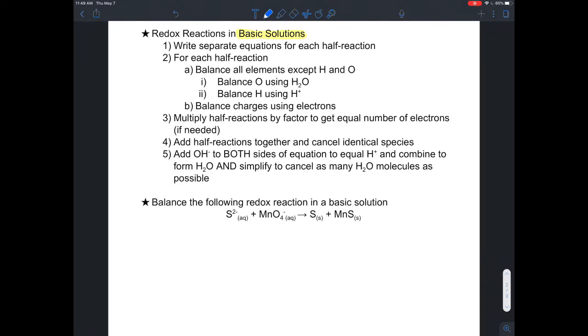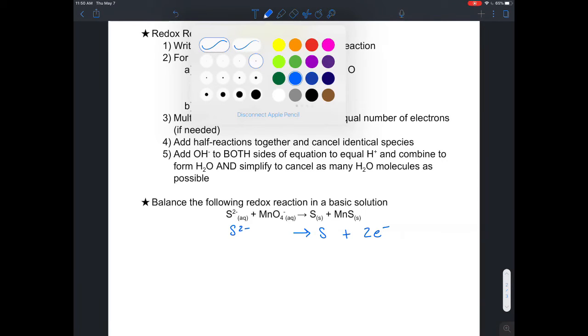So let's go ahead and start our process of writing each half reaction. We have our S2 minus going to just the solid sulfur in the first half reaction. Let's go ahead and add in our electrons. So we're going to have plus 2 electrons to balance our charge. I'm just going to do that first as I'm writing these.